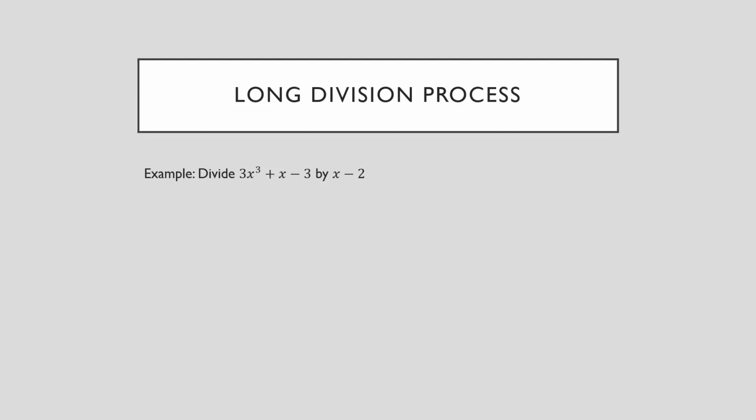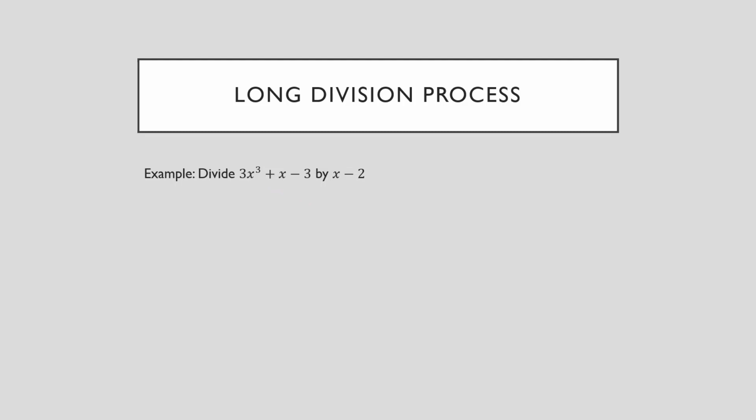And in this example, I'm going to spoil it for you. We'll get a remainder. Okay, and then we'll show you how to write the answer with the remainder in it as well. So we're going to divide 3x cubed plus x minus 3 by x minus 2.